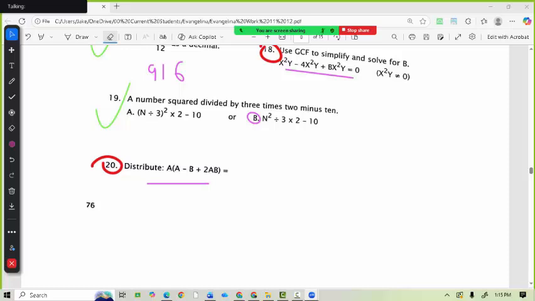Number 20, I think this one will be easier now. That a, you have to multiply each term by a. Remember, we did that little arrow to show us that we're distributing that a to all of those terms inside.